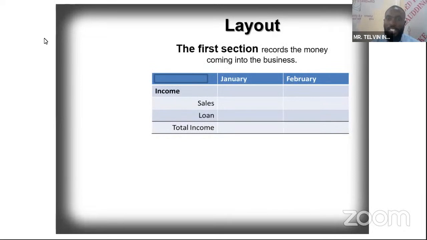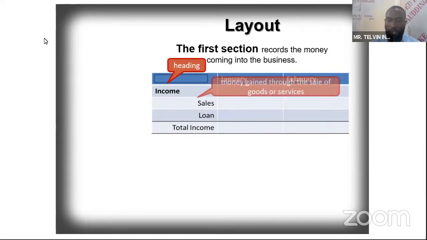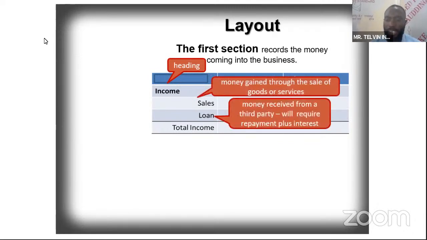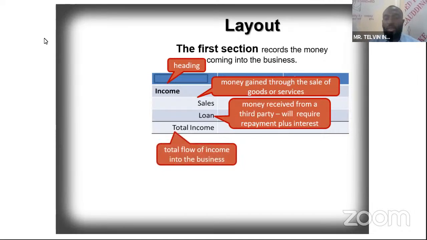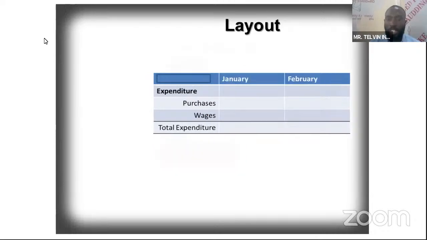Now, we said the first section records money that comes into the business. You see the heading there, which is income. Then money gained through sale of goods. That's what sales is. Then loan, money received from a third party, bank, but it will require repayment plus interest. Then the total flow of income from the business. That is what all these mean. So these are major sources of income.